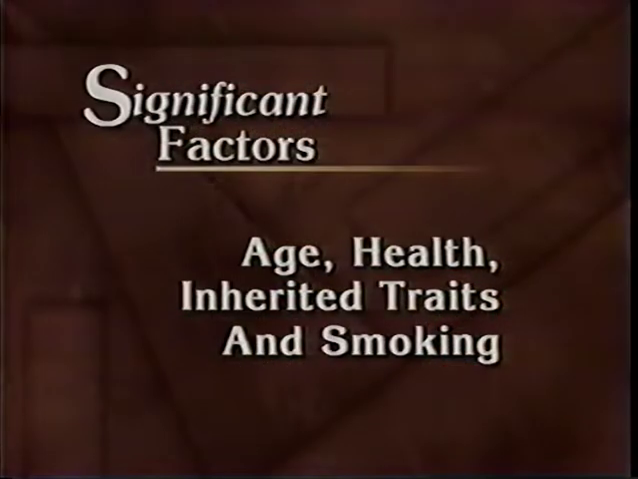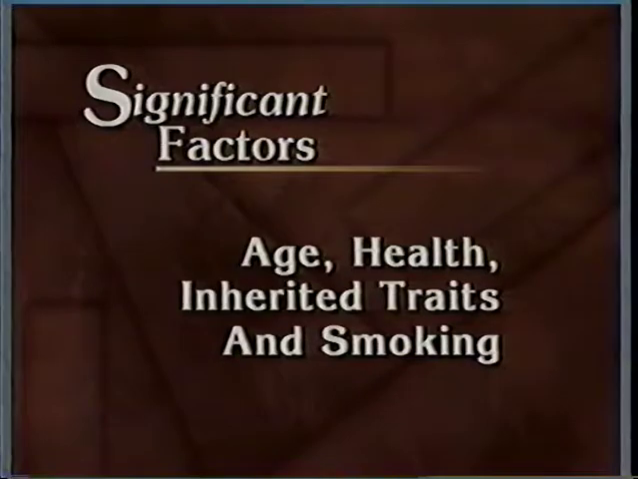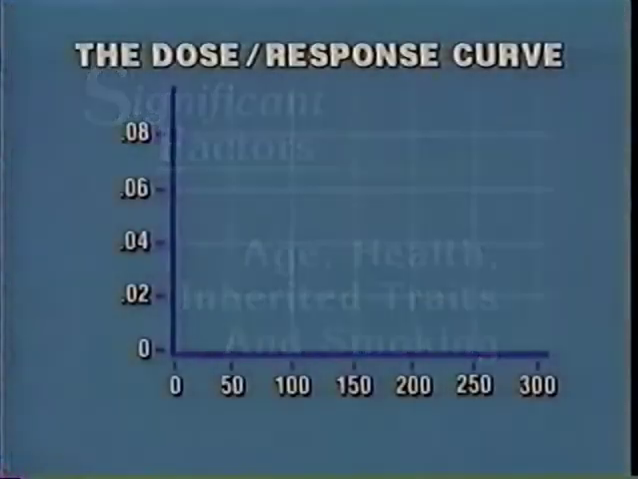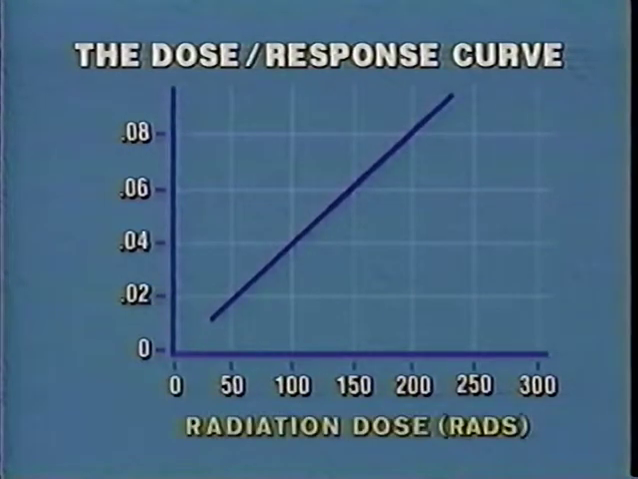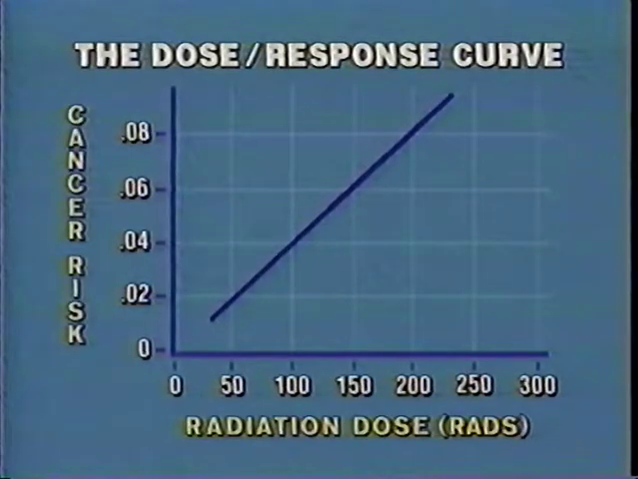Many other factors can significantly affect the susceptibility to cancer, such as age, general health, inherited traits, and smoking. So you can begin to see how complex this picture is. But that's only the beginning. What you see here is called the dose-response curve, and it attempts to show the relationship between the radiation dose received on the horizontal axis and the increased cancer risk on the vertical axis.